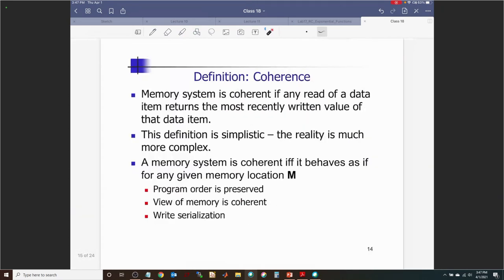Let's talk about what is a technically correct and complete definition of coherence. A memory system is coherent if any read of a data item returns the most recently written value of that data item. So whenever I write to X and read it from X, it will tell me the most recently written value to that memory location X. That's your definition of coherence.